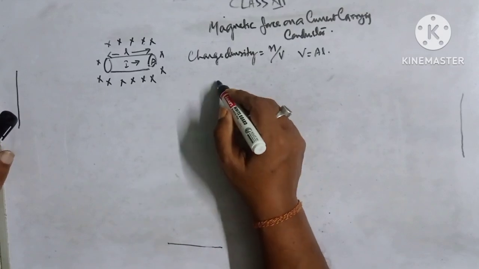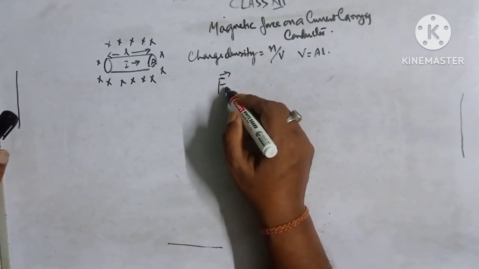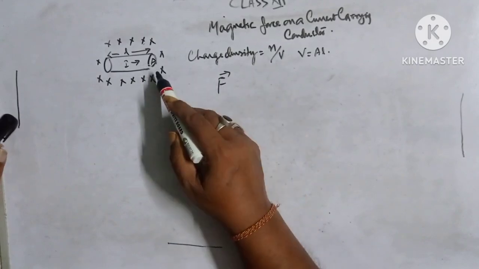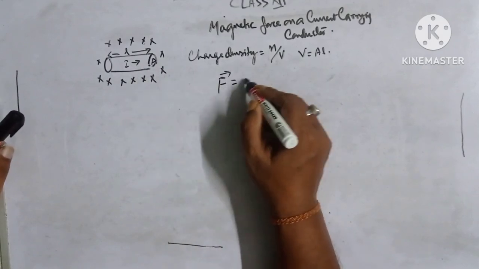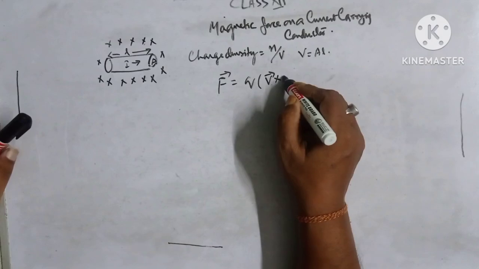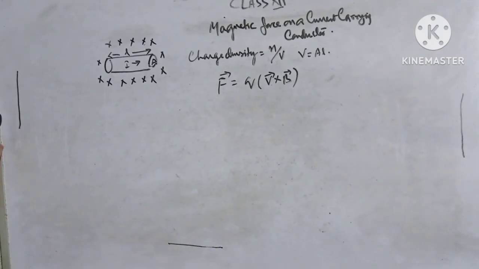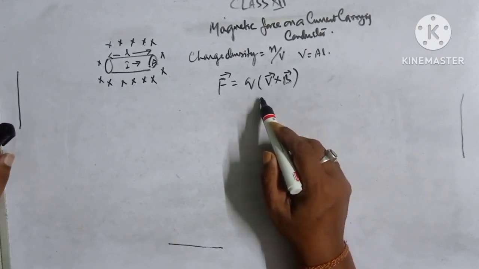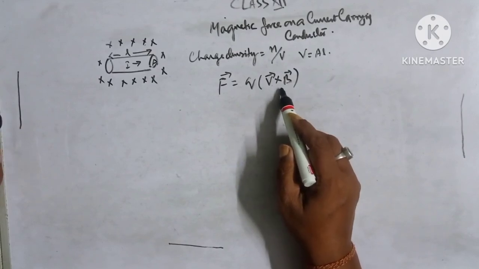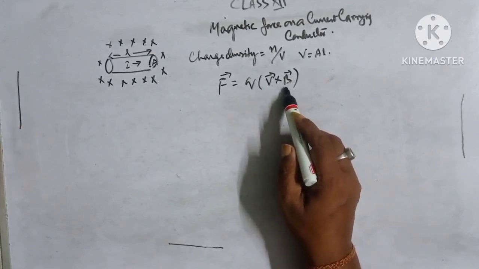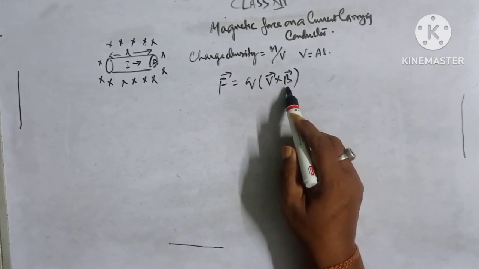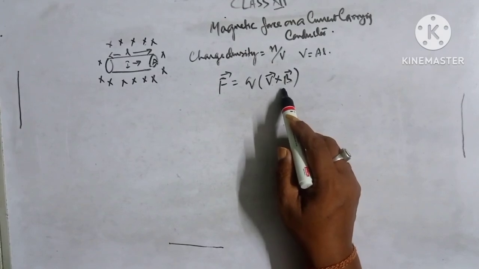So your volume is equal to AL. Now this force is the force exerted by the magnetic field on the current carrying conductor. That will be Q V vector cross B vector. Here V is the velocity with which the charge is moving, and B is the external magnetic field.